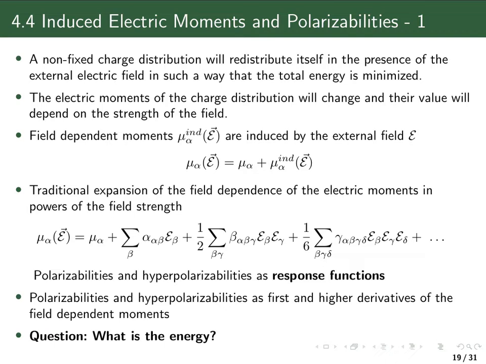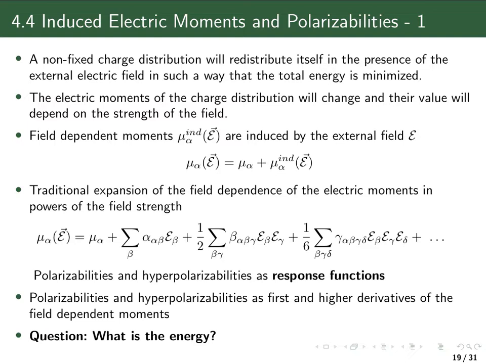So far we have assumed that the charge distribution, meaning the electrons and the nuclear charges, are not influenced by the applied external electric field or field gradient. This is, however, of course, not a realistic description. So in this chapter, we're going to look at the situation that the charge distribution will adjust itself to the presence of the external electric field. And of course, it will adjust itself in the way that the total energy of the system is minimized.